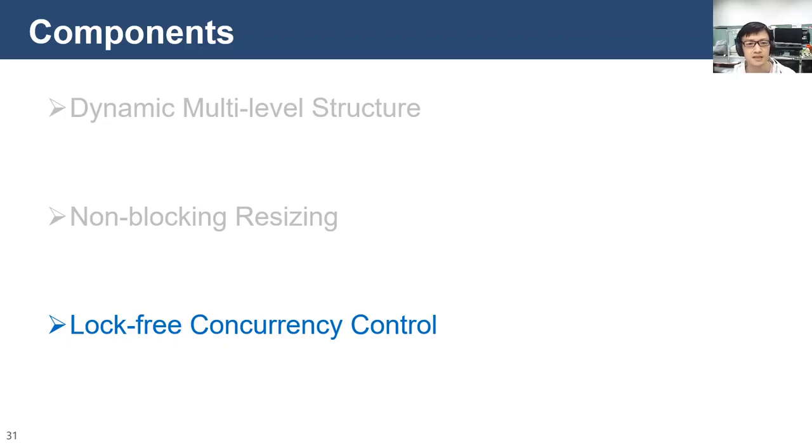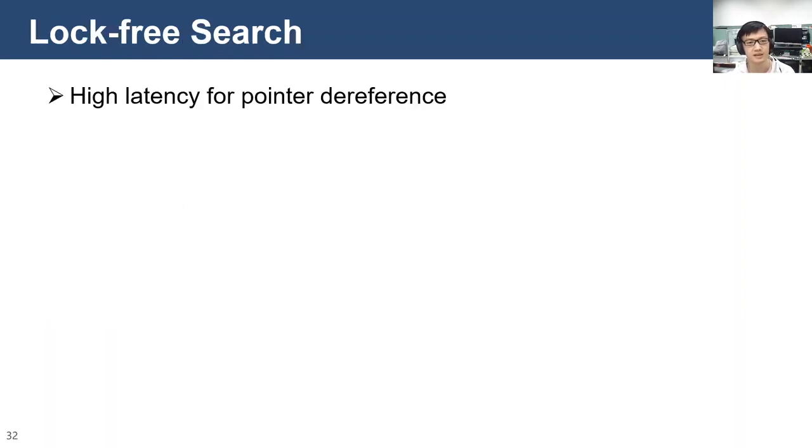Next, let's begin the lock-free concurrency control for Clevel hashing. The basic idea is to leverage the atomic visibility of pointers in slots to enable lock-free access. For lock-free search in Clevel hashing, there are 2 problems. First, frequent pointer dereferencing for key-value items leads to high latency.